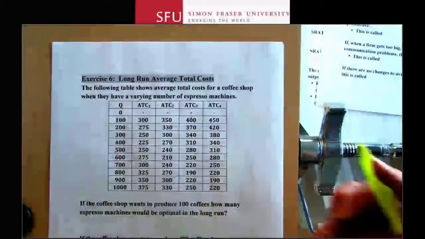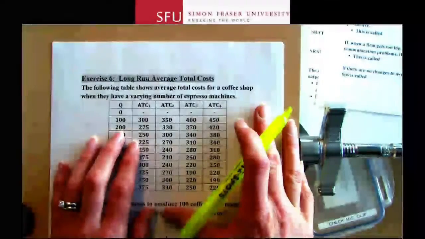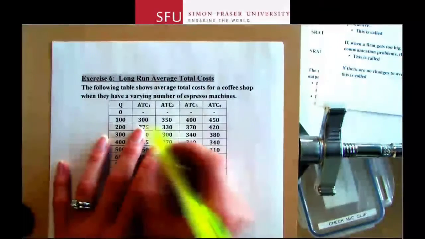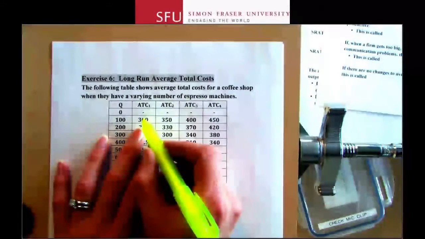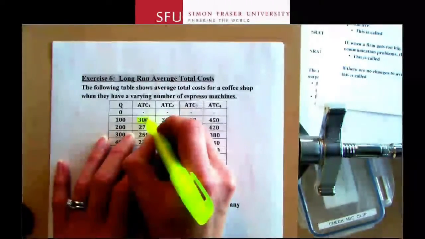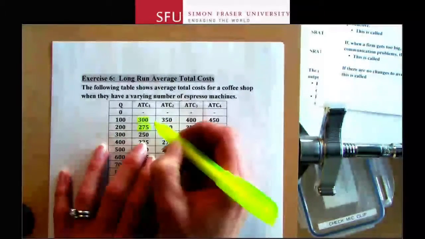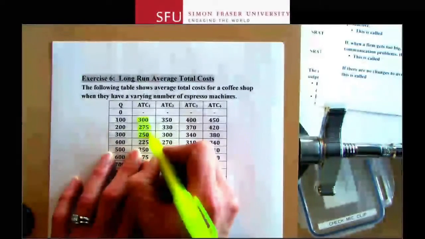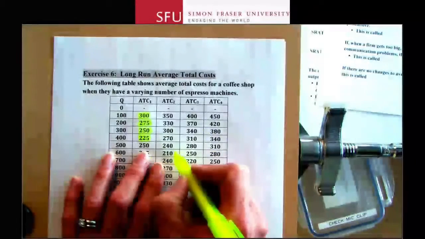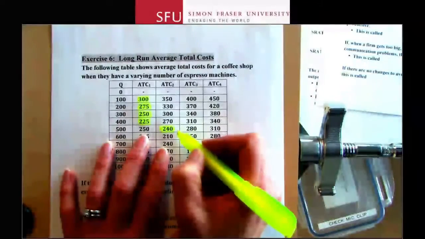Anyway, what we should do for these kinds of exercises is just look at how many machines they would want at each level of output. So we just go along the table and we look for what would be the lowest cost. Okay, so 300 is the lowest number here, so one machine. 275 is the lowest number. 250 is the lowest. 225. And now, next one is 240, which is over here. So that's with two machines. Now that would give them the lowest number.